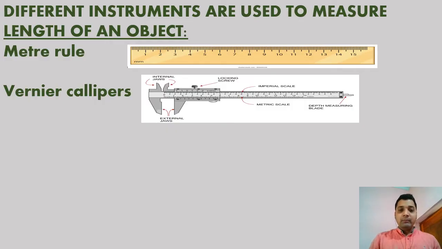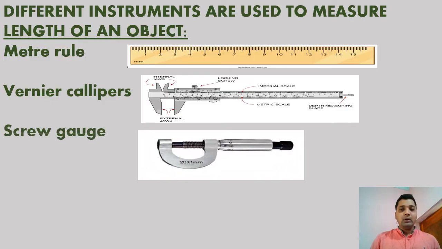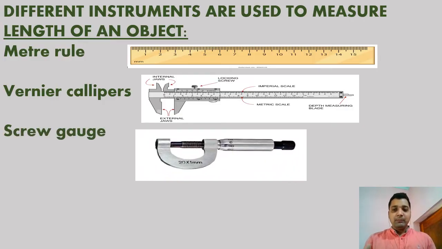Then if we have to measure up to 3 positions after the decimal point in cm, or 2 positions after the decimal point in mm, we use another instrument for that, which is called screw gauge. Screw gauge can measure up to 3 positions after the decimal point in a cm scale, and in mm it will measure up to 2 positions after the decimal point. It means by using Vernier caliper and screw gauge, we can measure the length and thickness of very thin objects.